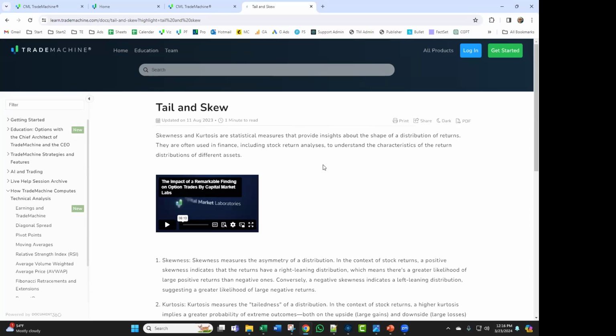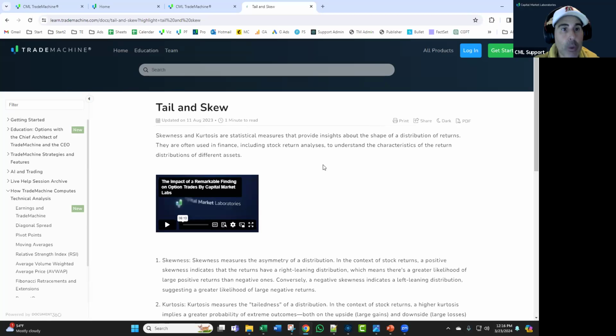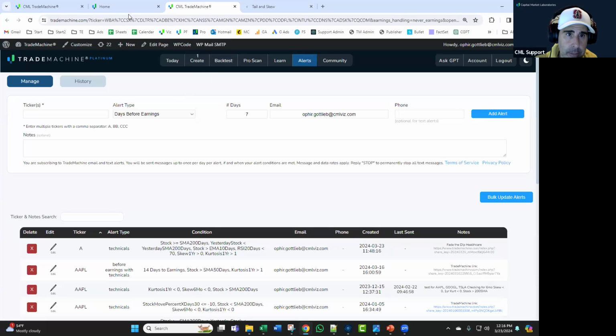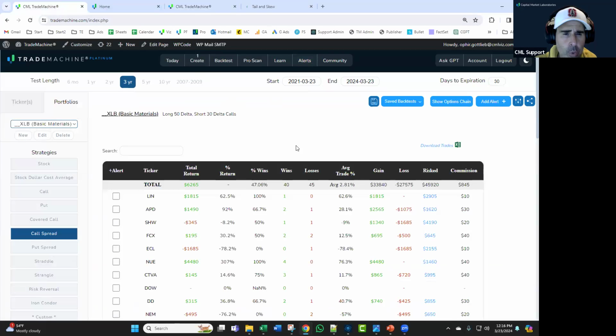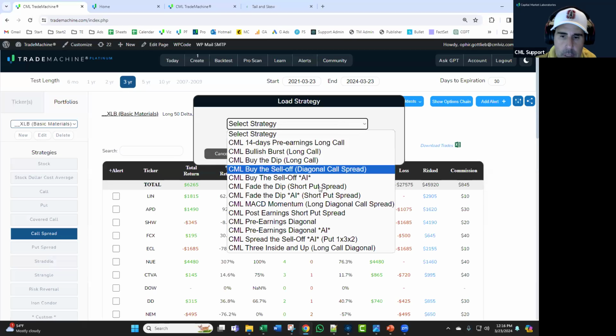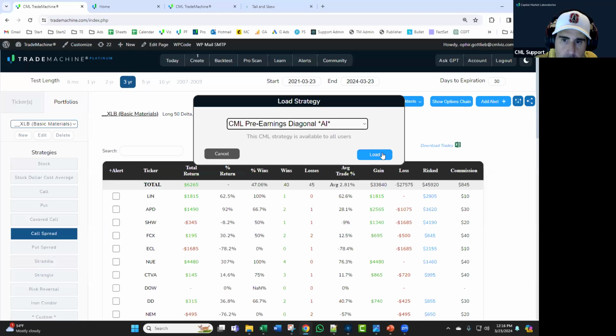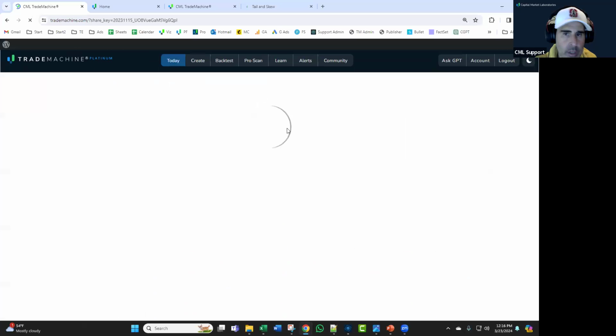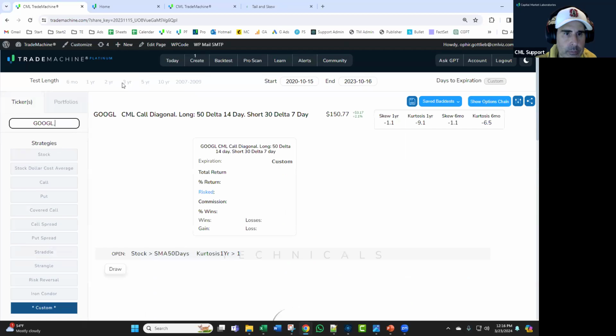What is the target and stop for a call diagonal? Well, it depends which call diagonal. We talked about two call diagonals today. I'll go to the backtest tab. One of them was this, well, this isn't even a call diagonal. This is just a call spread. The two call diagonals are the pre-earnings one and the buy the sell off. I'll do the pre-earnings one first. We'll just look at one ticker. We don't have to look at a portfolio.